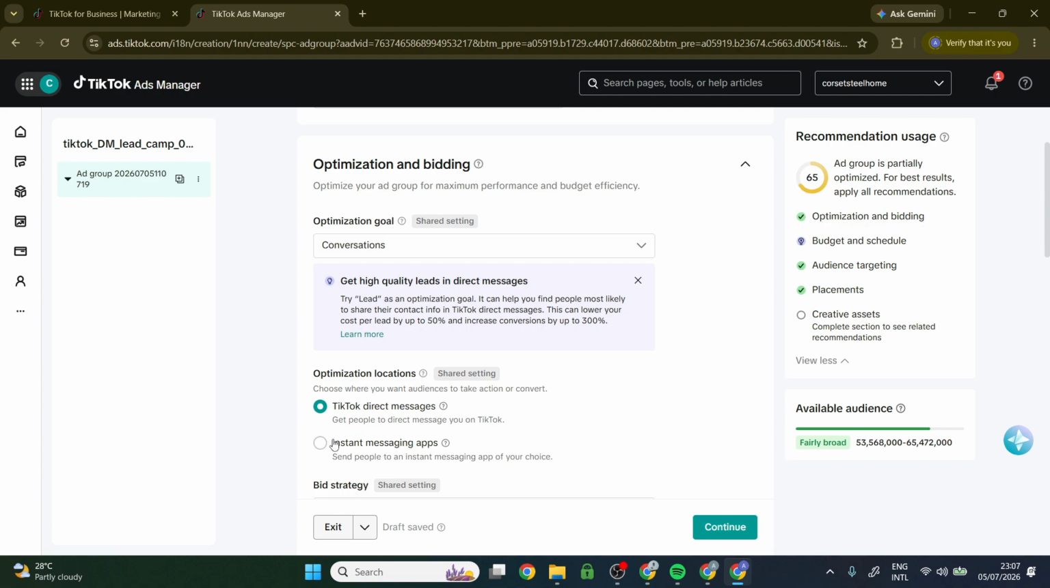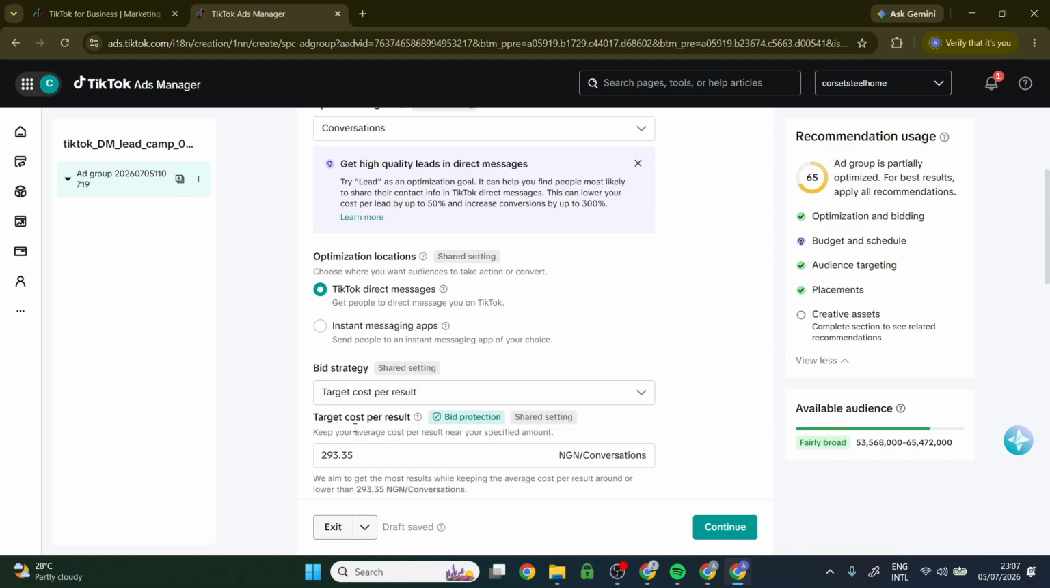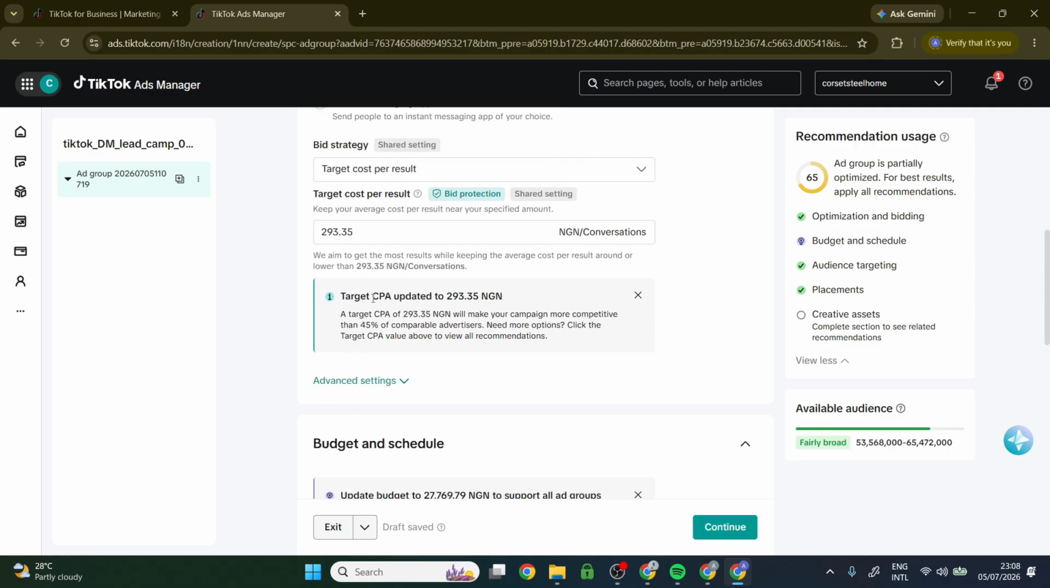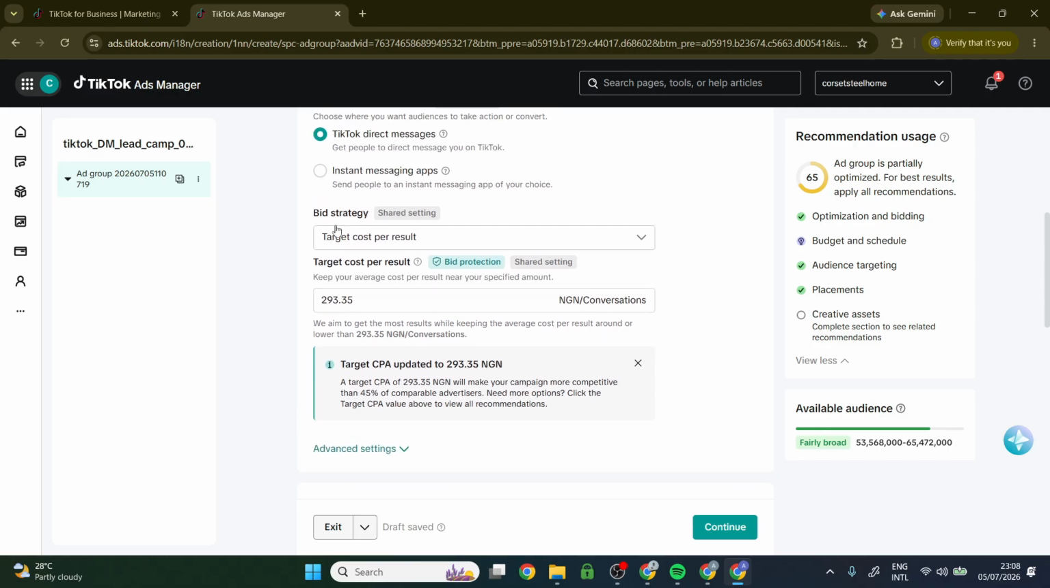But if you want to send people to other messaging apps like maybe WhatsApp or Facebook Messenger, you can use the second option, right? But that is not why we are here. So I'm going to click on this bid strategy. So they're actually giving us an amount to spend per each conversation that we are going to be getting, right? But we don't want this.